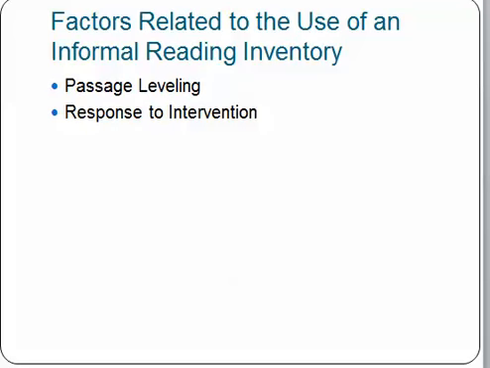Factors related to the use of an informal reading inventory. The passage leveling is an estimate only. It uses a variety of computer formulas and decides that's the level if 2 out of the 3 formulas agree on that passage level. In regard to RTI, an informal reading inventory may be used to screen or progress monitor in all 3 tiers of the RTI.